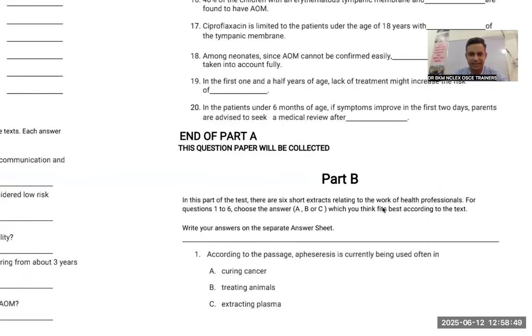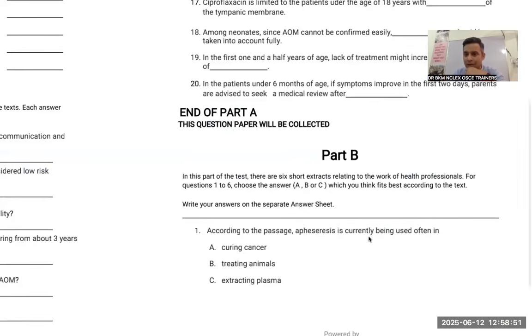If you all can see, first question. According to the passage, a phrase is currently being used often in. This is also a passive voice which we do not notice. Is plus third form. And being means present continuous. That means it is currently being used. That is a present continuous tense. So we should know how to track the passive voices.